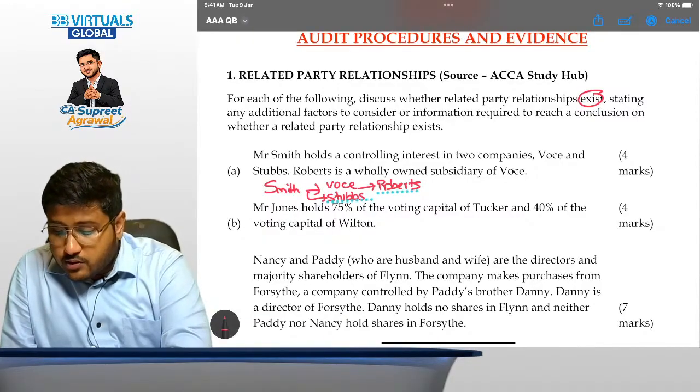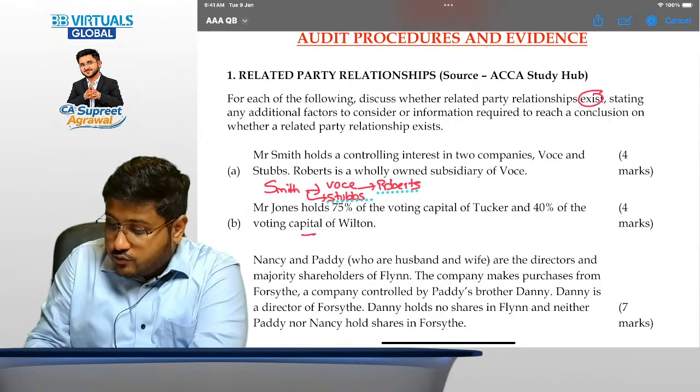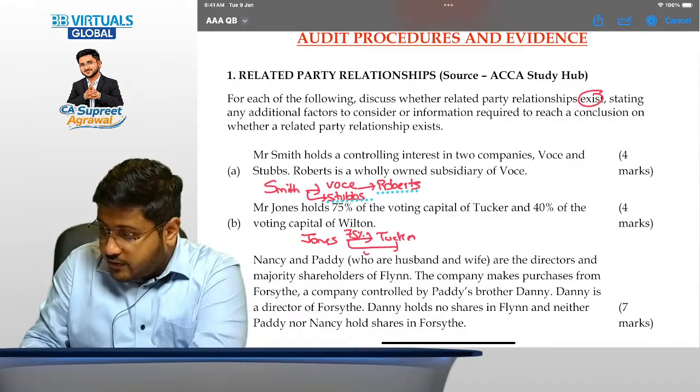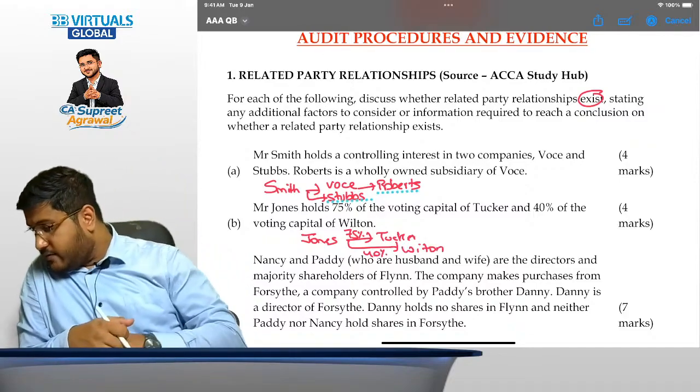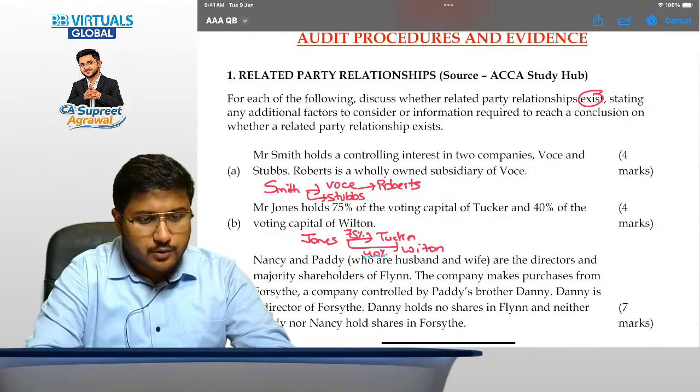Now Mr. Jones holds 75% of the voting capital of Tucker and 40% of the voting capital of Wilton. So Jones holds 75% of Tucker and 40% of Wilton. Are these related party relationships? Please evaluate and let me know in the chat box.